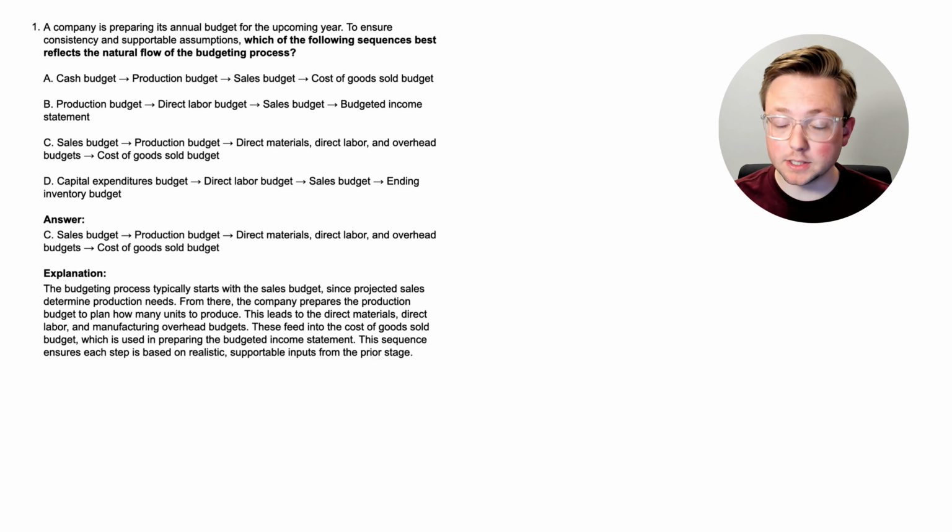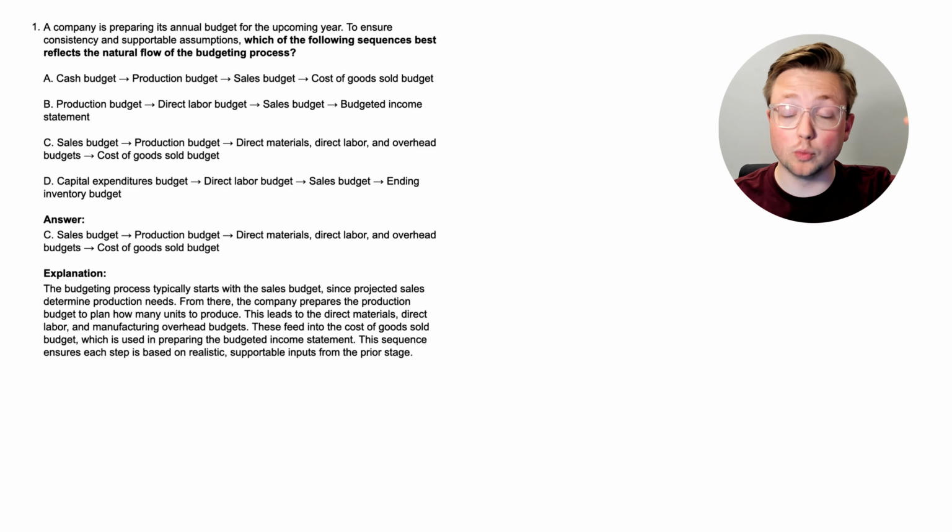You create the sales budget so that you know how much you're trying to sell and how much money you're trying to make. Based on that, you create the production budget so that you know how much you need to produce. Once you know that, you figure out the budget for the materials, the labor, and the overhead needed for that production budget. Then you'll know the cost of goods sold and maybe the cash budget and so on. Again, it all flows from the sales budget because that is where you start.